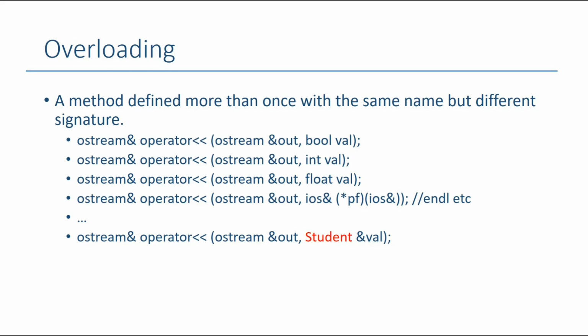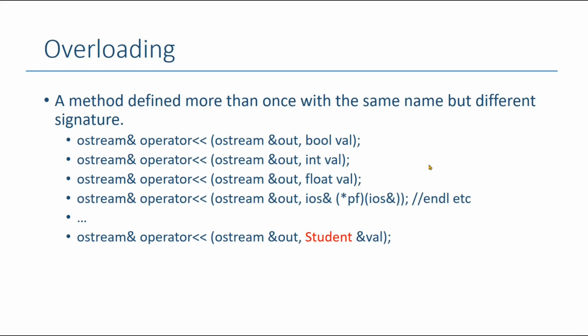So the term overloading means a method defined more than once with the same name but different signature. However, we are going to discuss a special kind of overloading known as operator overloading. This is one of the cool features of C++. You can see here many functions with the same name but different parameters. Operator overloading is possible for a variety of operators such as plus, minus, is equal to, insertion, extraction, and so on. However, I will only cover the insertion operator in this video.